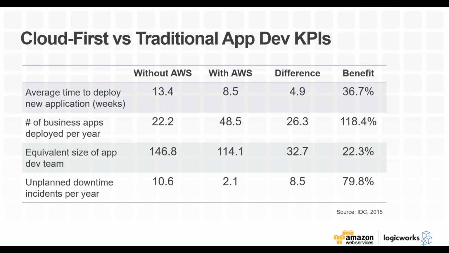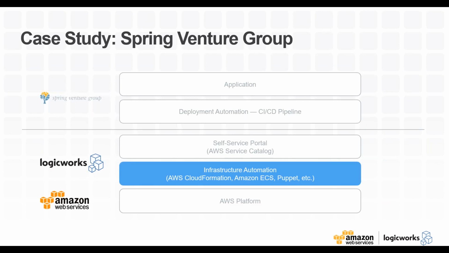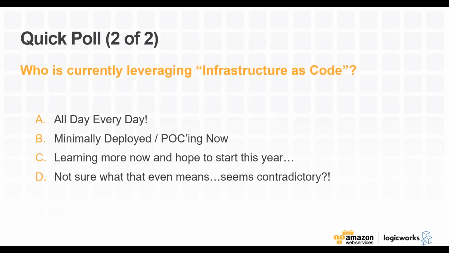With a cloud-first approach. So since we talked about AWS, let's jump into the next layer, which is infrastructure automation. Remember, this is the bread and butter of what your operations team will focus on from a day-to-day basis.